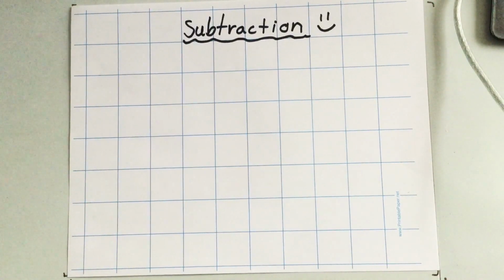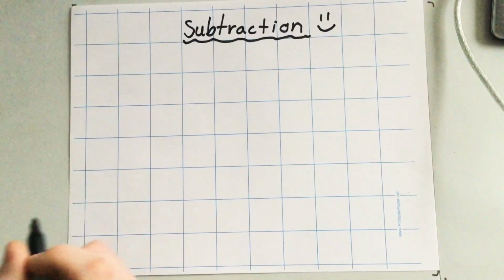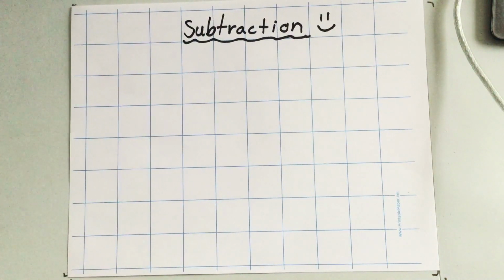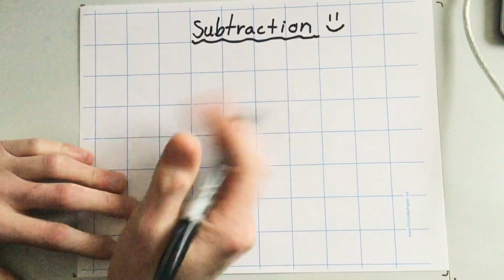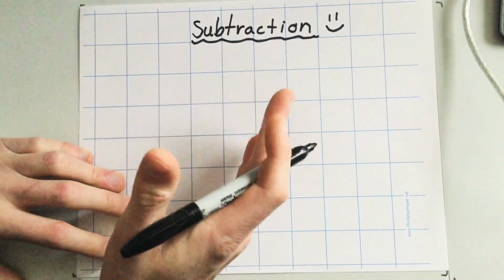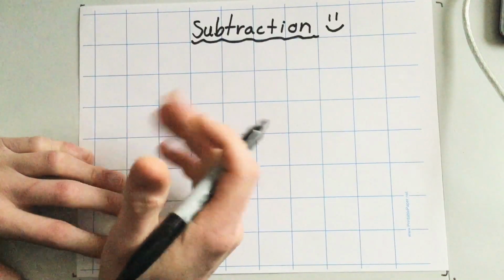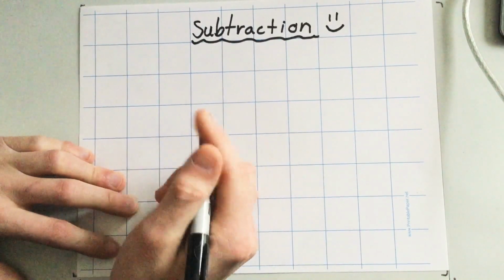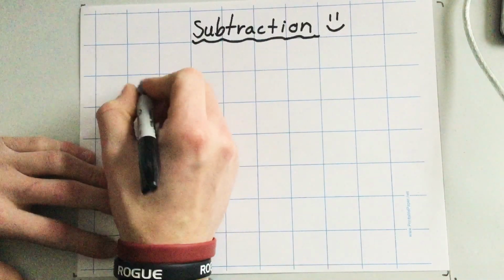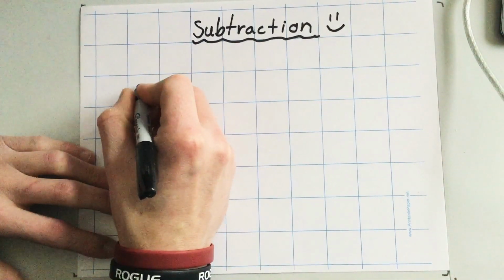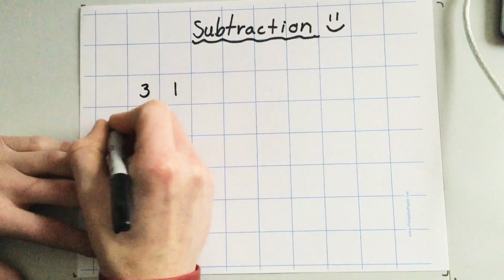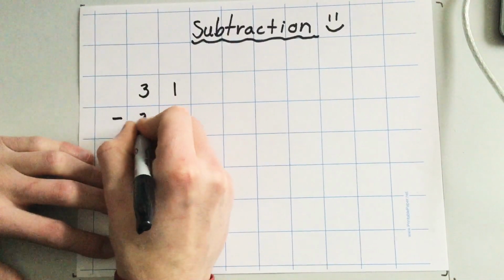Today I'm going to be teaching you the basics of subtraction. Just like addition, we start over in the ones column. We might have to do some regrouping as we go. So let's jump into a basic math problem. I'm going to take 31 minus 21.